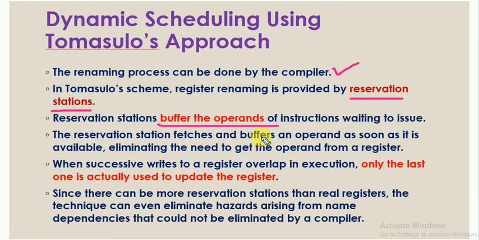And it also fetches and buffers an operand as soon as it is available. So whenever these operands are available, the reservation station fetches and buffers an operand as soon as it is available. You'll see one diagram later; it will store the operands into the reservation station, eliminating the need to get the operand from a register. So automatically whenever these data are available, they will be fetched into the reservation station. That means we don't need to always look at the register every time. We can get the data from the reservation station, which is placed closer to the functional units.